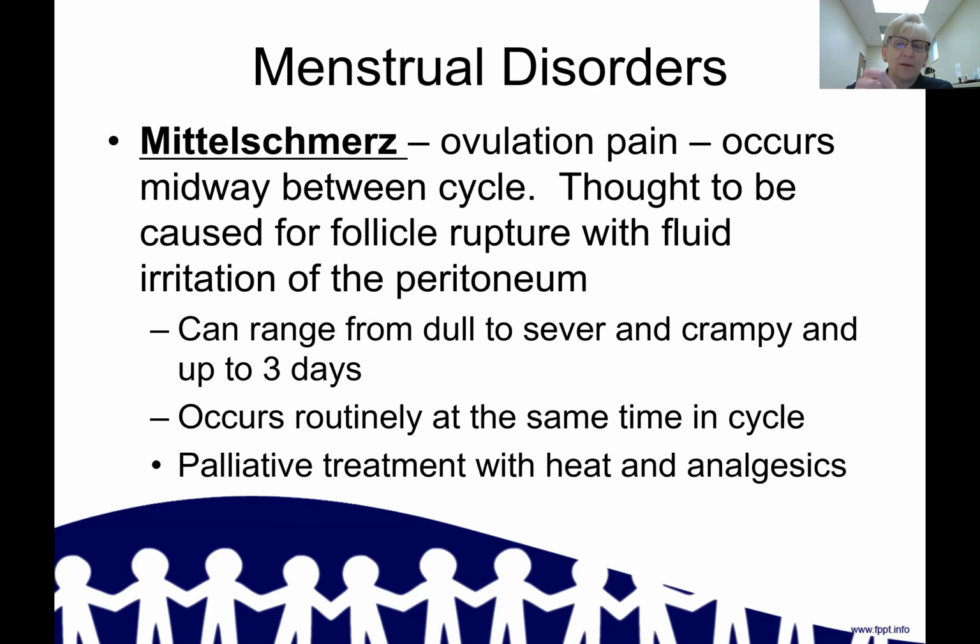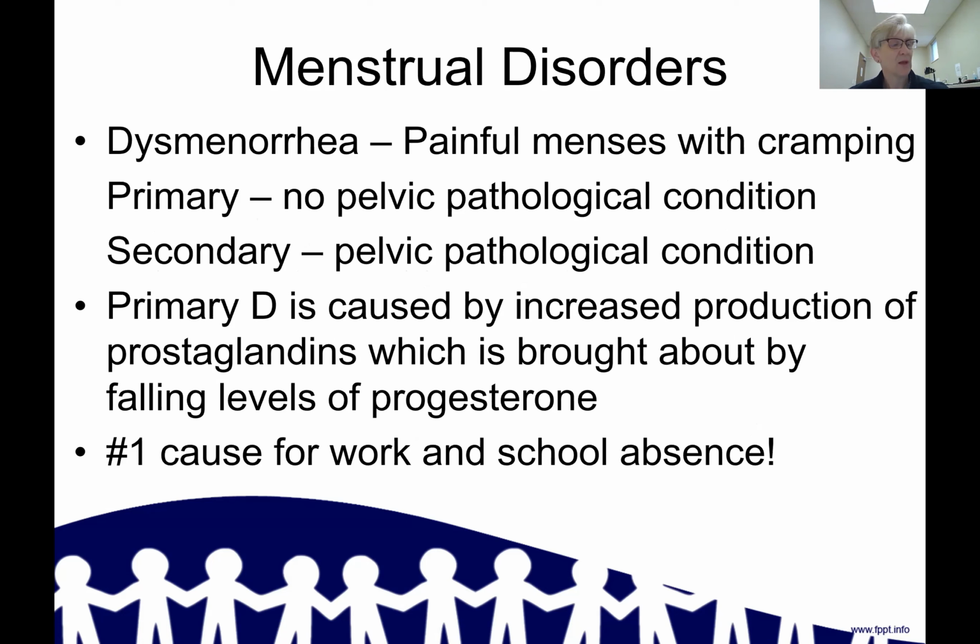We think that they get this pain because of the follicle rupture and then fluid irritation of the peritoneum. It can range from dull to severe and crampy, and it can last up to 3 days. And it usually occurs at the same time in the cycle. So history is going to be really, really important. There's not a whole lot you can do about that. You need to reassure them that this is normal and that they need to treat it with ibuprofen, or Tylenol if they're allergic, and maybe some heat in the area. They don't like to hear that, but that's unfortunately one of the things.